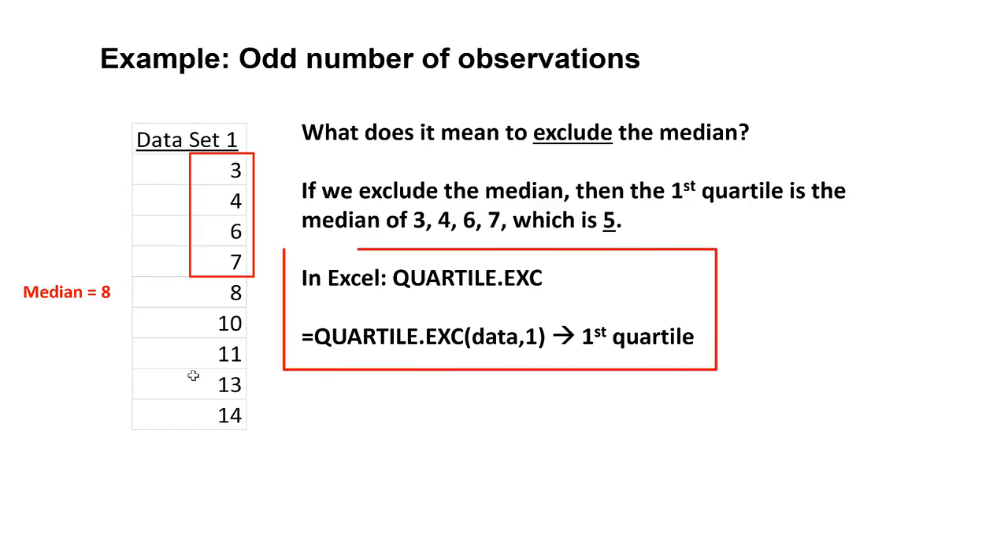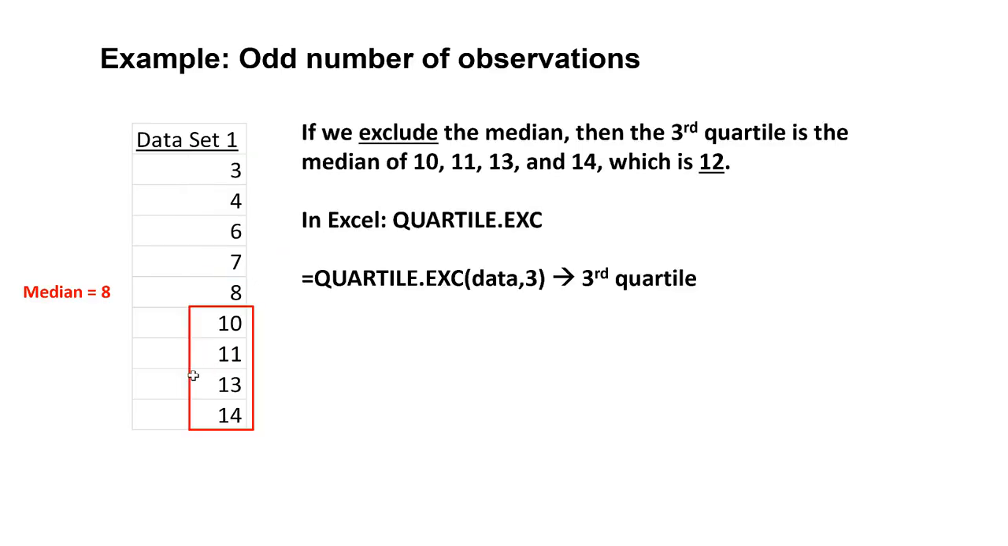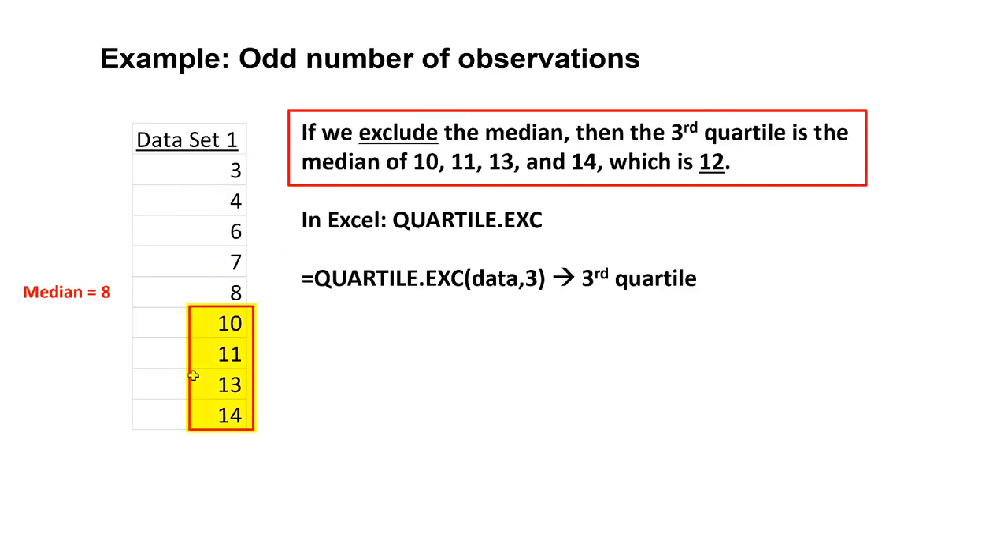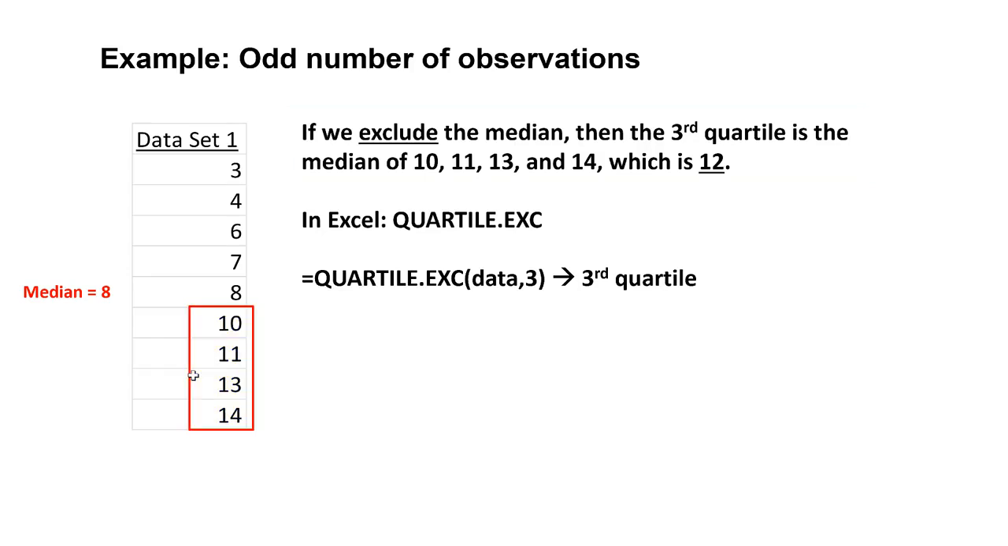In Excel, we can use the quartile.exc function with 1 as the second argument. The third quartile, similarly, we consider the last 4 numbers. Again, here we have an odd number of observations. We're not including the median, we're excluding it. So it's the median of 10, 11, 13, and 14, which is 12. And we can use 3 in the quartile.exc function in Excel.